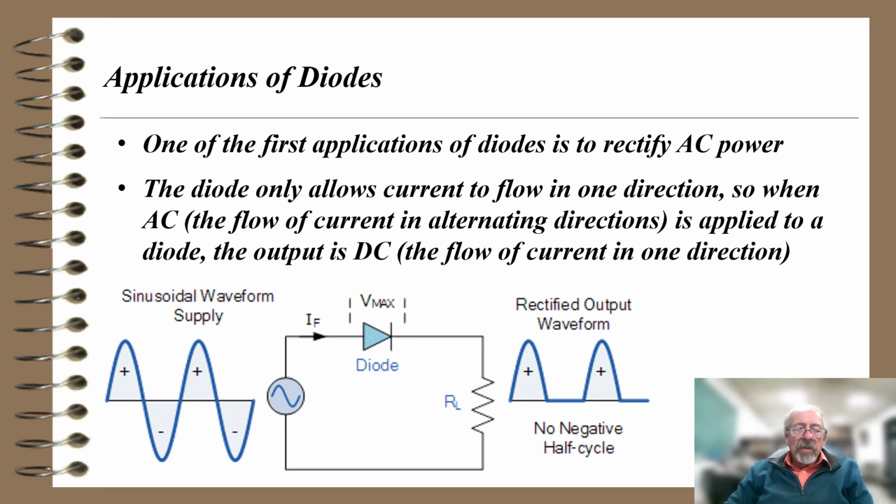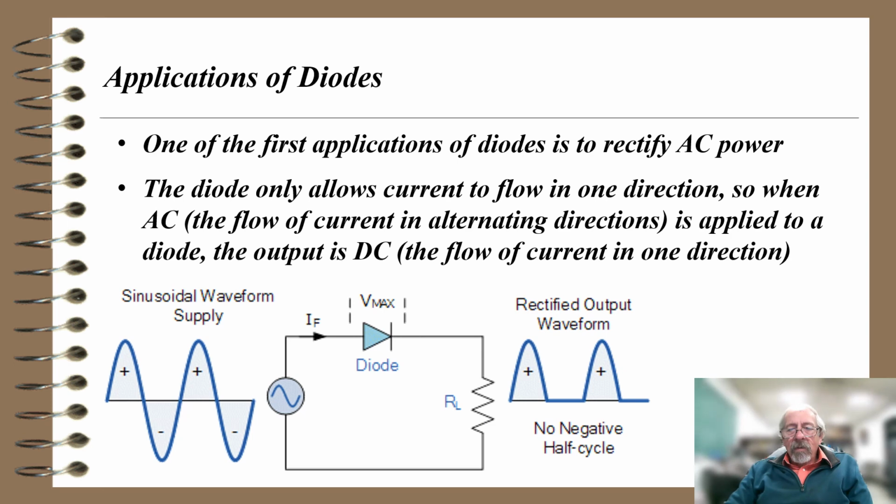What happens is the diode, when it's forward biased, acts as a closed switch, and when it's reverse biased, with negative input to the triangle, it acts like an open switch. So what we get is a rectified output waveform on the right-hand side. Notice there are no negative half cycles. Now, I won't get into details, but that's called pulsating DC.